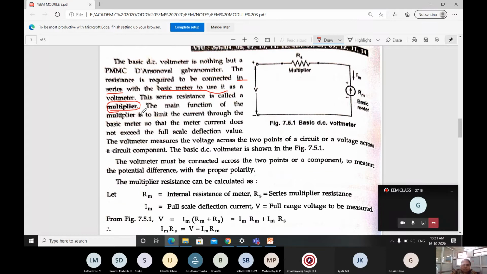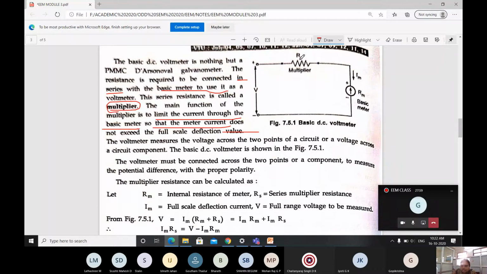The main function of the multiplier is to limit the current through the basic meter. It controls the flow of current to the basic meter so that the meter current does not exceed the full scale deflection value. That's the main purpose of our multipliers. Therefore, the voltmeter measures the voltage across two points of a circuit, or the voltage across a circuit component.